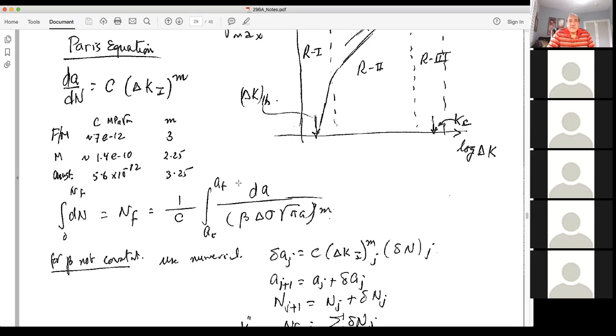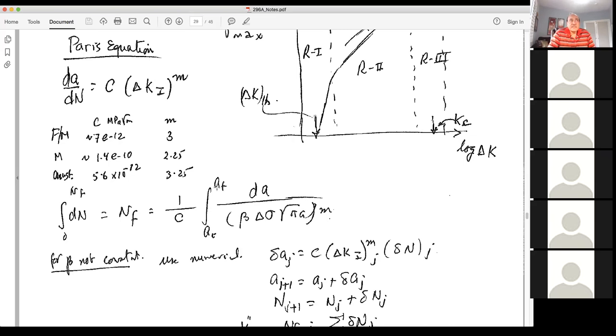So the main thing now is that we have to make reasonable assumptions on the available initial crack size based on the inspection technique that is used, and that would be fixed. And then we integrate up to a maximum crack size.